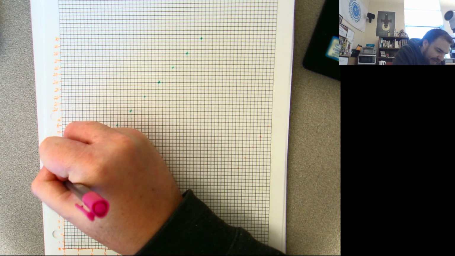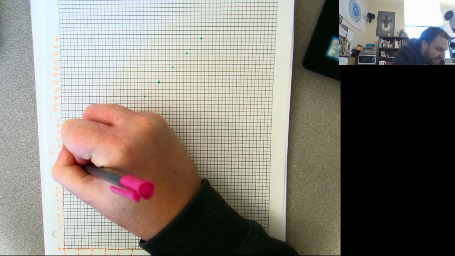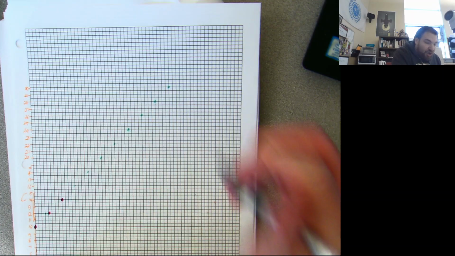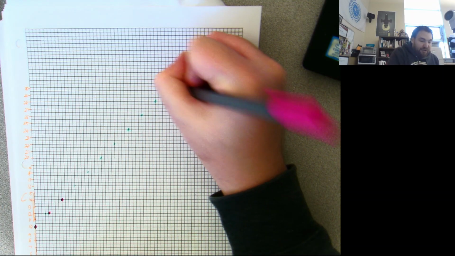So then I would have graphed my points. The points I graphed: 0 and 10 were that one there. 1 and 12 were that one there. 2 and 14 were that one there. And then I went all the way to the end and I graphed 10 and 30.